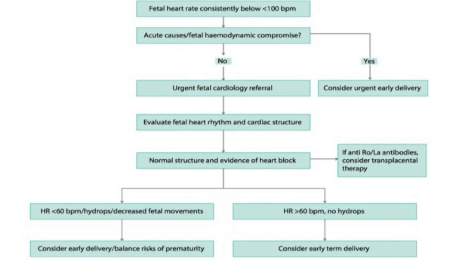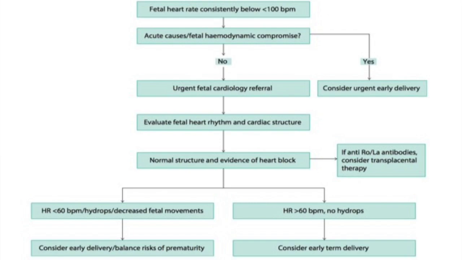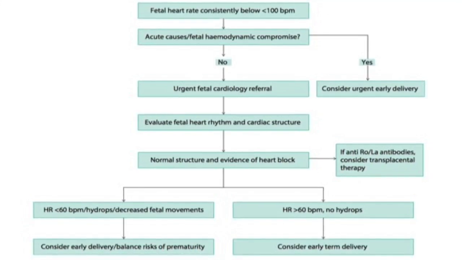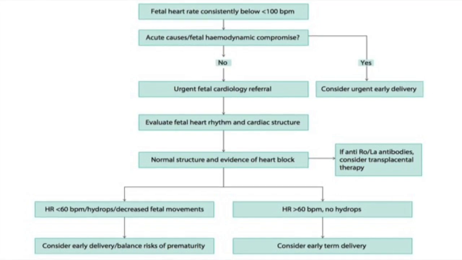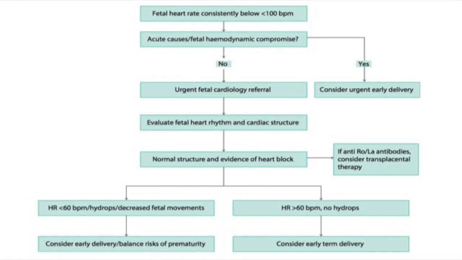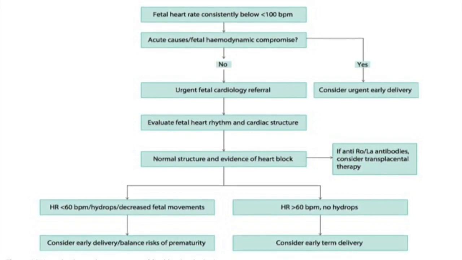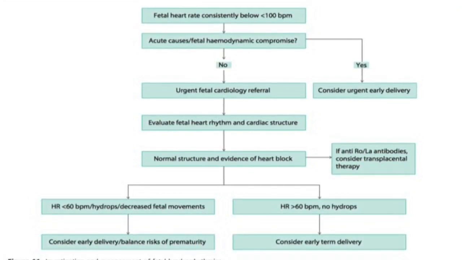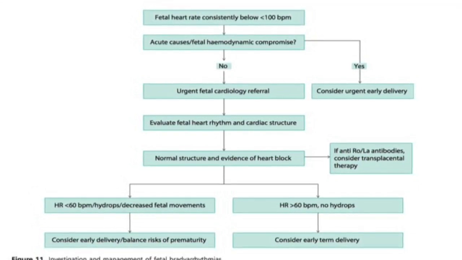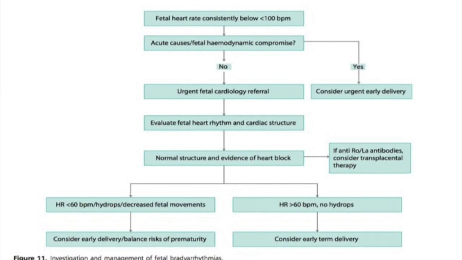Okay, we then move on to the next flowchart, which talks about bradycardia: fetal heart rate consistently below 100 beats per minute, acute causes and fetal hemodynamic compromise. If that's a yes, consider urgent early delivery. If that's a no, then urgent fetal cardiology referral. Evaluate fetal heart rhythm and cardiac structure. Normal structure and evidence of heart block.